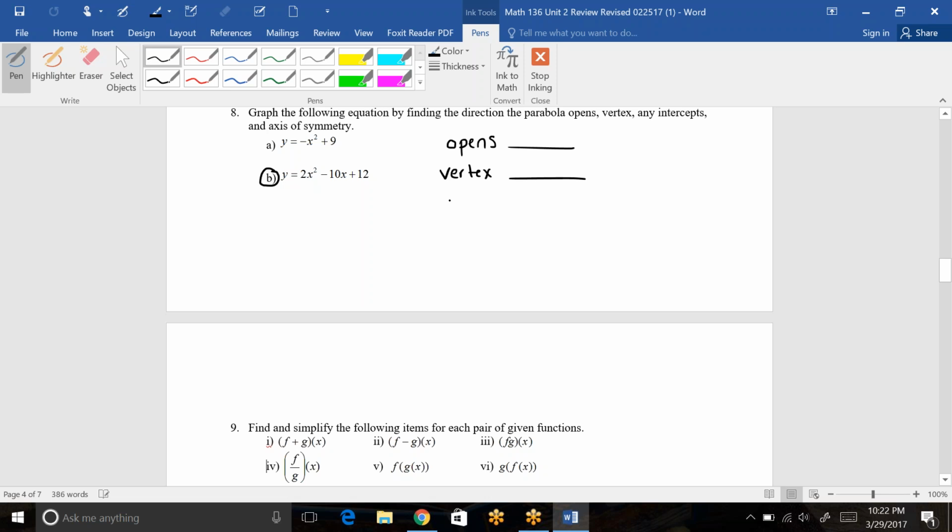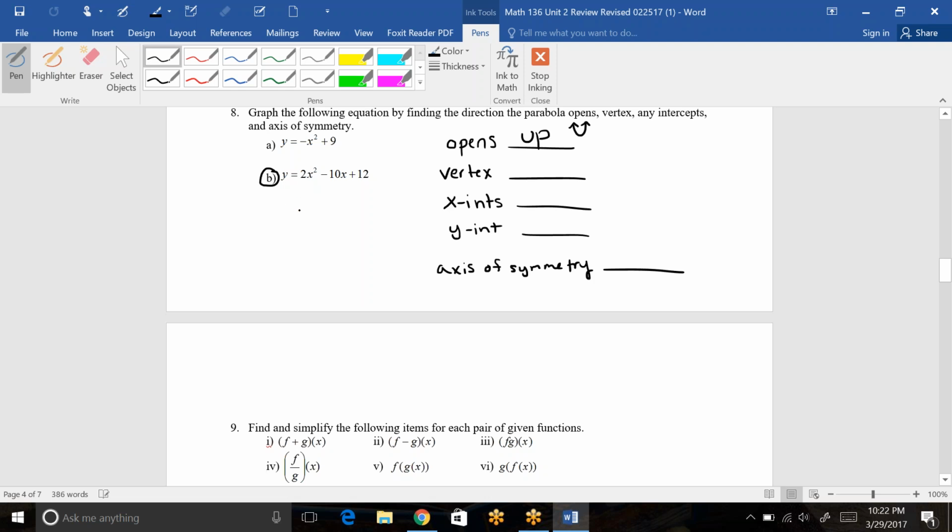Obviously, I didn't want to waste a lot of room with that on this. X-intercepts, Y-intercept, and then axis of symmetry. So, and then we have to graph it usually afterwards. So to know if it opens up or down, you just have to look at the leading coefficient. If it's negative, it goes down like a frown. And if it's positive, it goes up like a smile. So since this is positive, this would open up, which means at the end, my parabola should look like that.